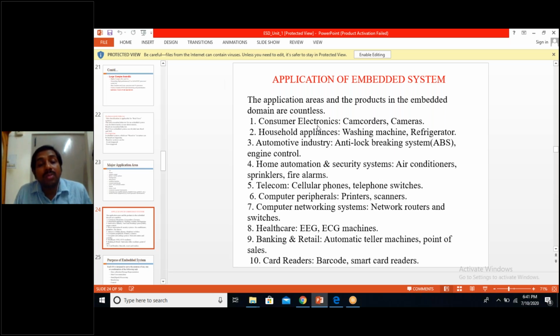Barcode and smart code readers will come under card readers. So there is a classification of embedded systems called banking and retail, where you are going to use ATM machines as an example. Then card readers means barcode and smart card. So ATM cards or any card used for swiping and utilizing the transactions, that all come under card readers.